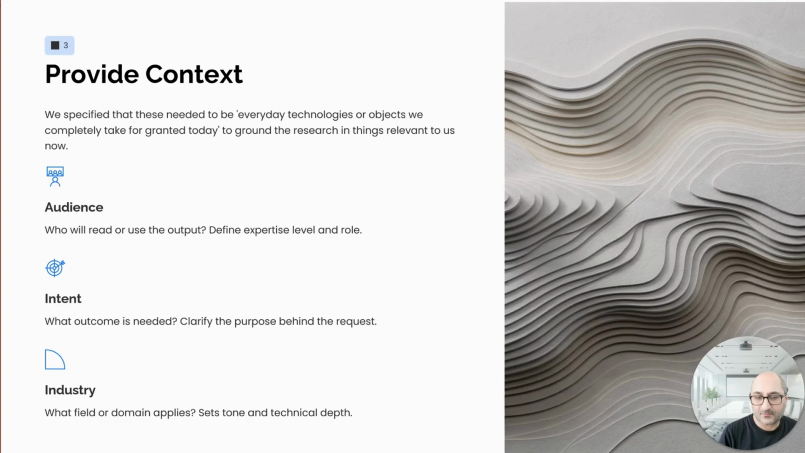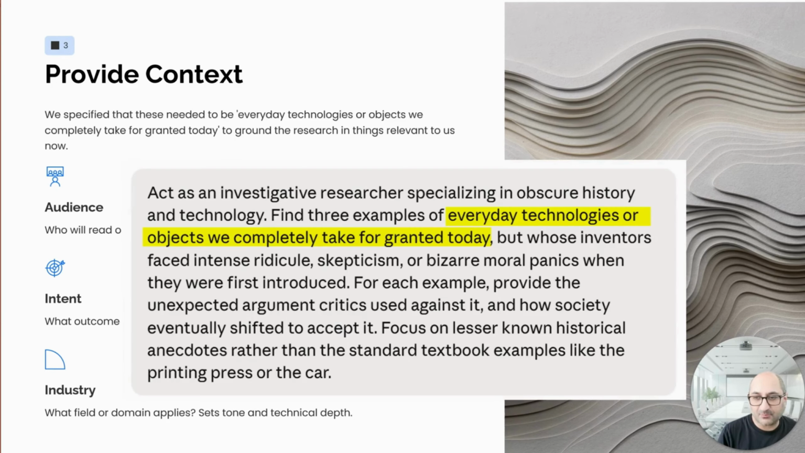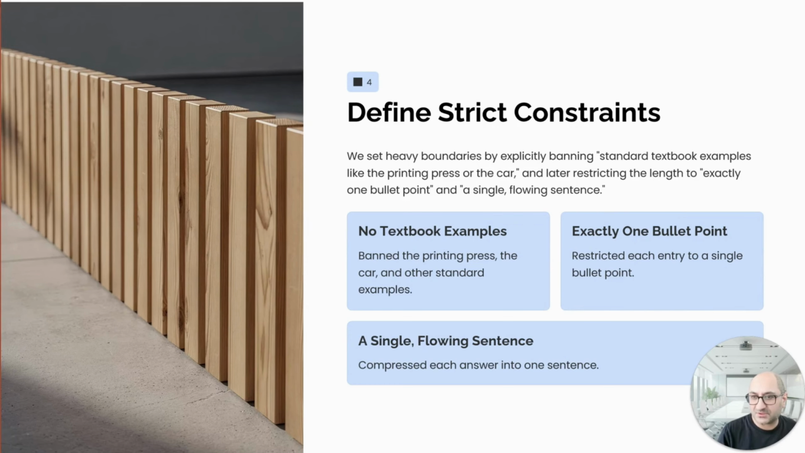The third tip is related to context. This is where we need to actually understand, okay, who is the audience? Who's actually going to be reading this output? What is the intent? What is the actual purpose behind the request? And the industry. How is it supposed to apply? What is the tone and the depth that's required? In the prompt that we used, we had find 3 examples of everyday technologies or objects we completely take for granted today. Tip number 4 is to do with constraints.